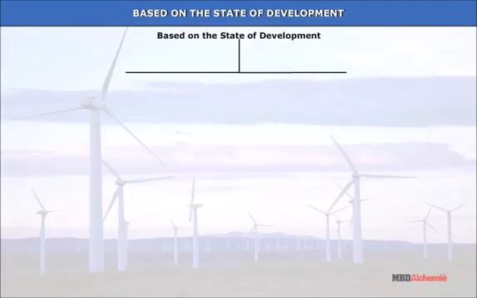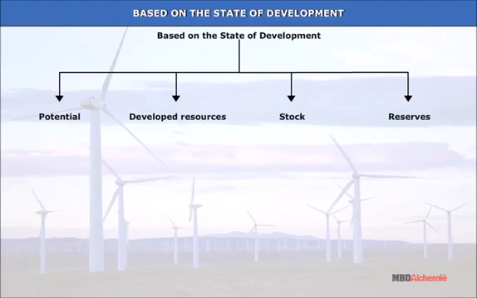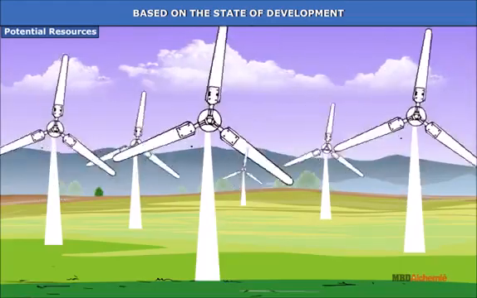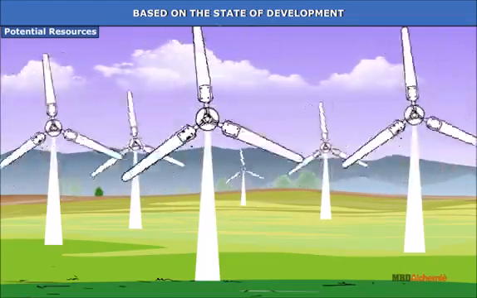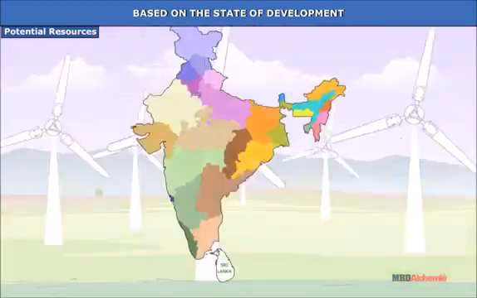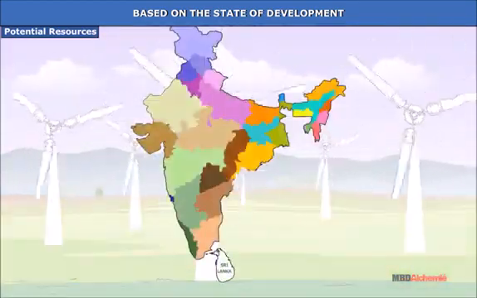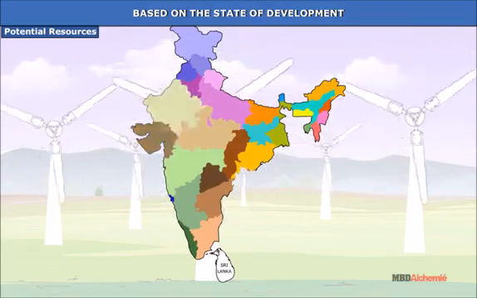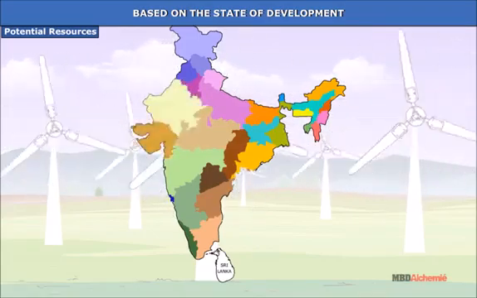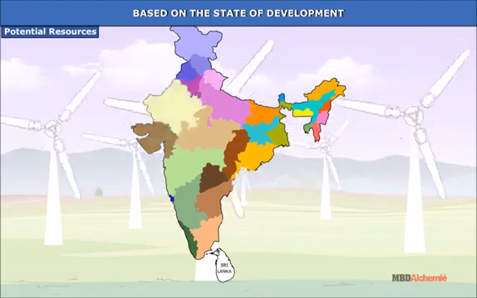Based on the state of development, resources are of 4 types: potential, developed resources, stock, and reserve. Click on the given tabs to know more about them. Potential resources. These resources are found in a certain region but may not have been utilized. For example, Rajasthan and Gujarat have enormous potential for the development of wind and solar energy, but these have not been utilized so far or have not been fully exploited.